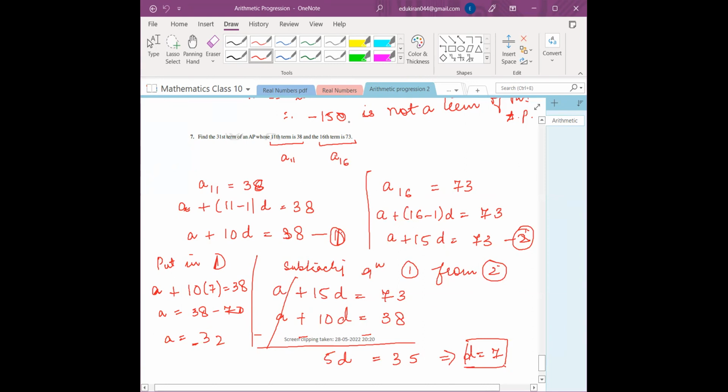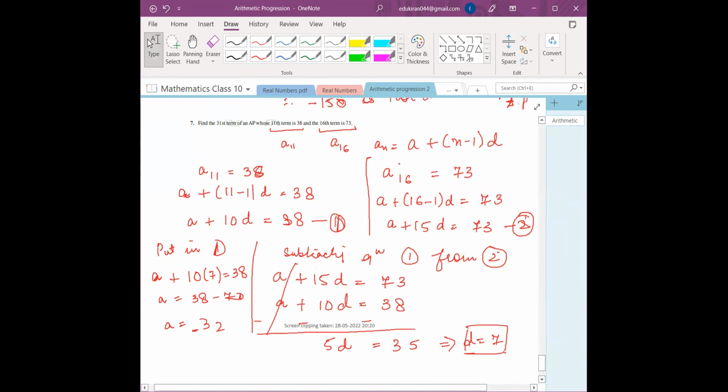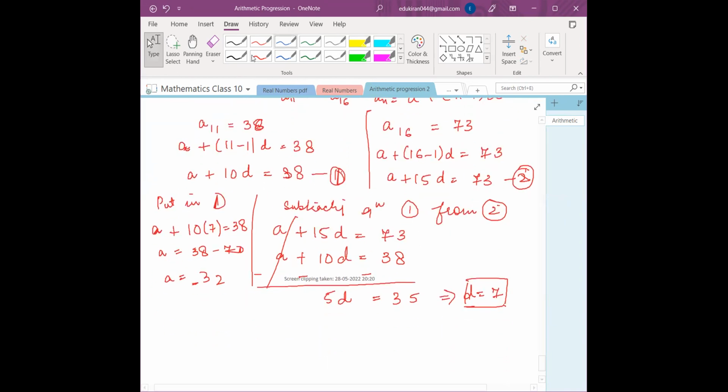Before starting the question, you can mention, right, what is the formula for AN? AN is equal to A plus N minus 1 into D. I mean, this formula you are using in this question. Now 31st term, how will I write? So A31 will be equal to A plus 31 minus 1 into D. Okay. Now put A minus 32 plus, this is 30 into D is 7.